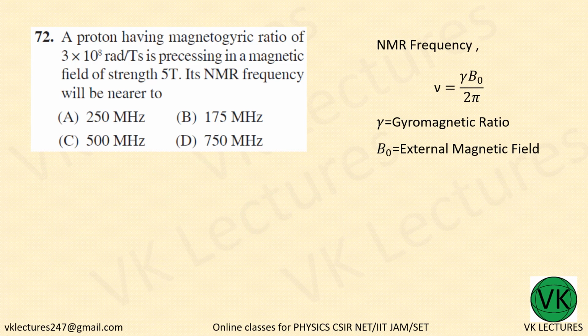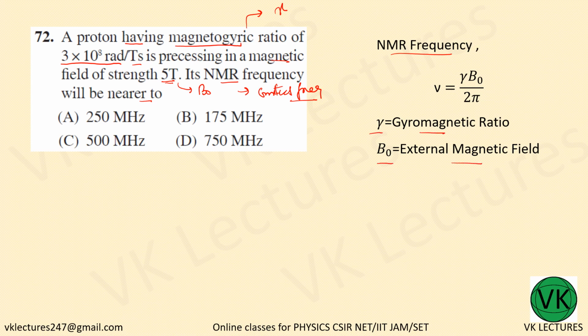A proton having a magnetogyric ratio, same as gyromagnetic ratio gamma, of 3 into 10 to the power 8 radians per Tesla second, is processing in a magnetic field strength of 5 Tesla. That means external magnetic field B naught is equal to 5. Its NMR frequency is nearly, or it can also be asked as emitted frequency. So NMR frequency is given by nu equal to gamma times B naught by 2 pi, where gamma is gyromagnetic ratio, B naught is external magnetic field.